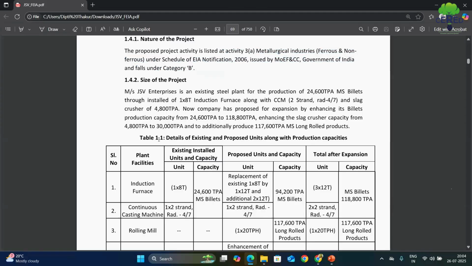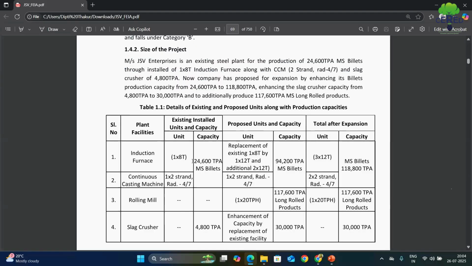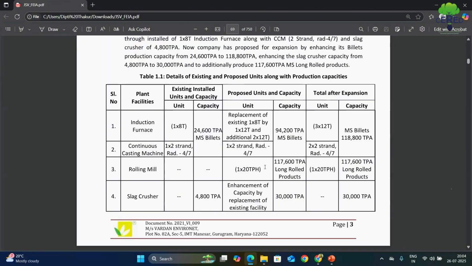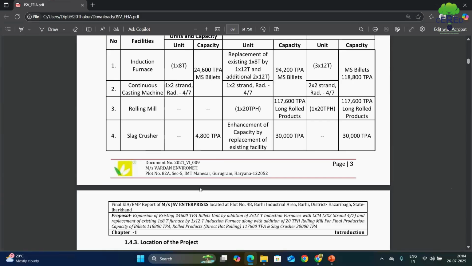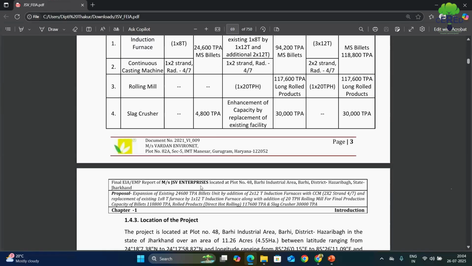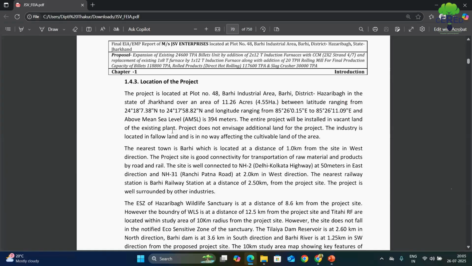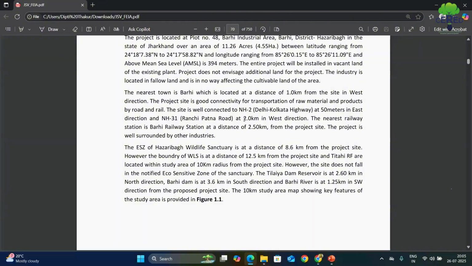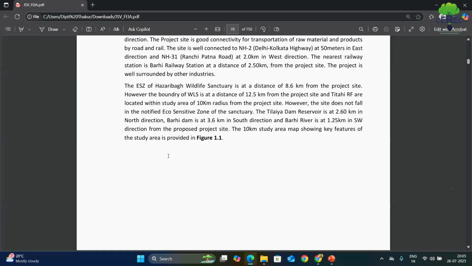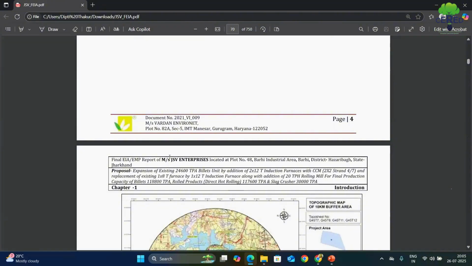For the size of the project, we write the details of the existing and proposed configuration of the full plant. For the location of the project, the latitude and longitude are written there, along with the AMSL of the project site, the railway station, and the site accessibility of the proposed or expansion project.